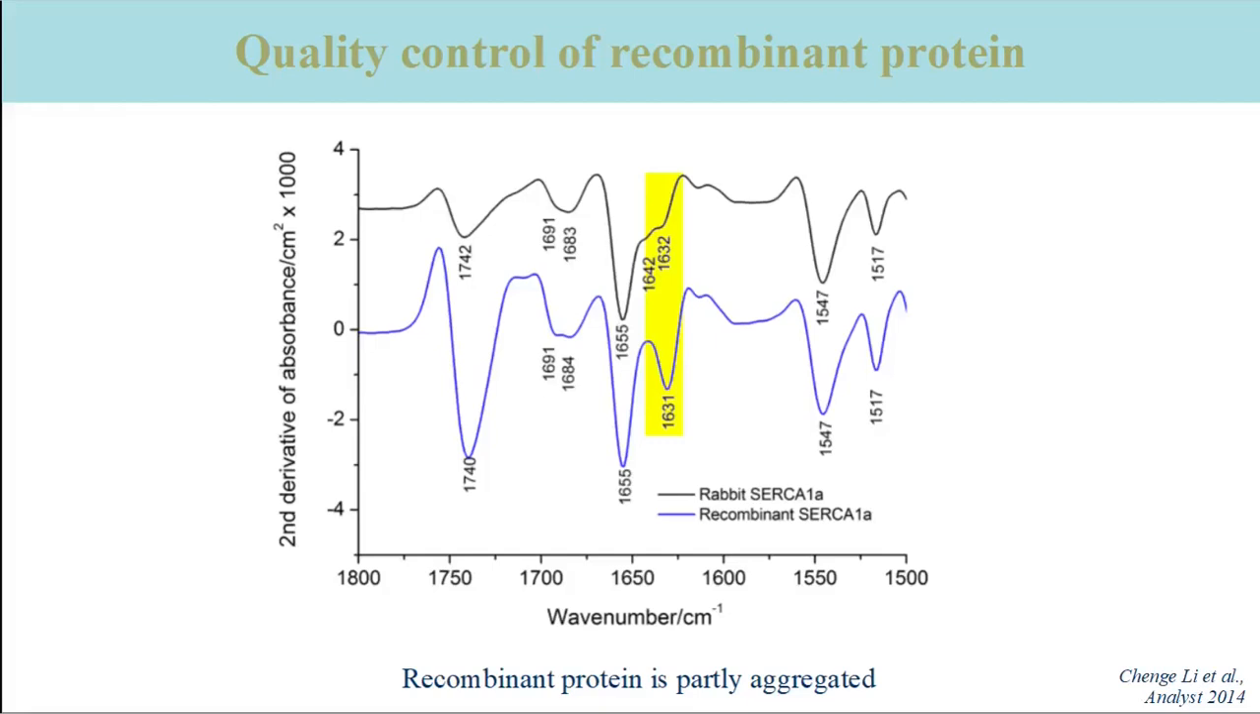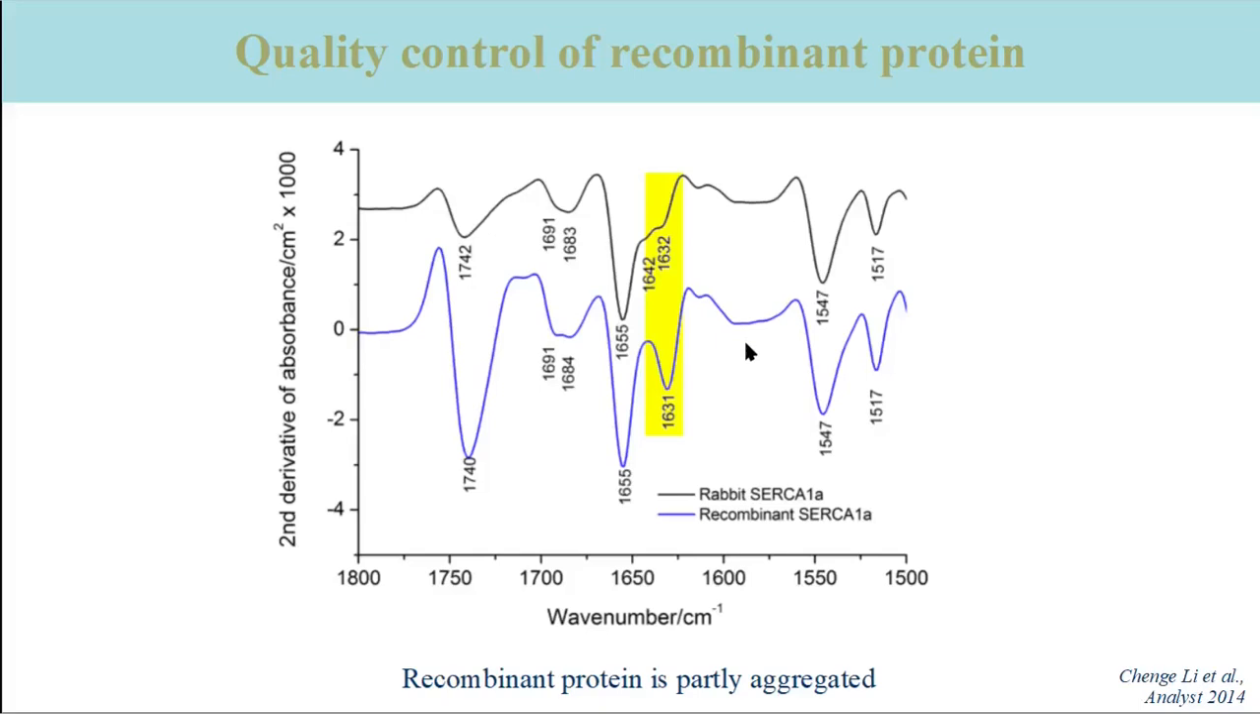In this slide, we have used the amide 1 absorption to check the quality of recombinantly expressed protein. The slide shows second derivative spectra of the membrane protein calcium ATPase, also named SERCA 1a. The black spectrum is the gold standard, which is the spectrum from a rabbit muscle preparation. The blue spectrum is that of a recombinant preparation.